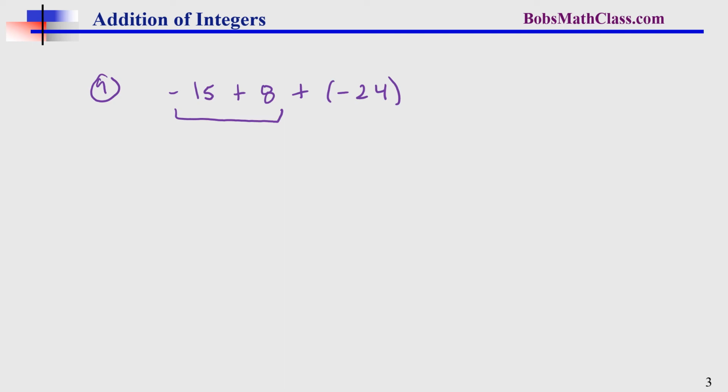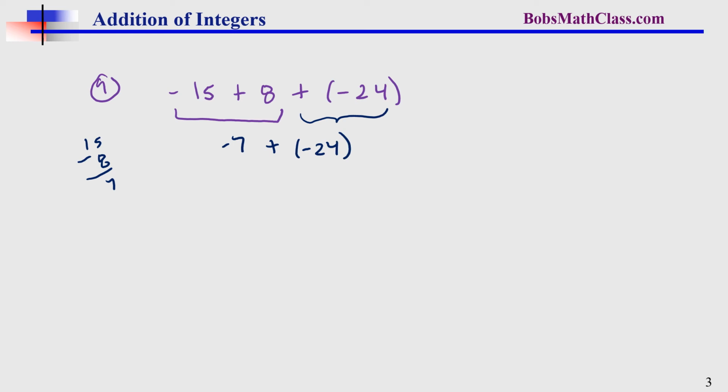Okay. What is negative 15 plus 8? The signs are different. So we're going to subtract. Let's see, 15 minus 8. Well, that's 7. And then we got to keep the sign of the larger number. The larger number is the 15, which is negative, so that'll be a negative 7. All right, now we're going to bring down the rest of it. So now bring down the plus negative 24.